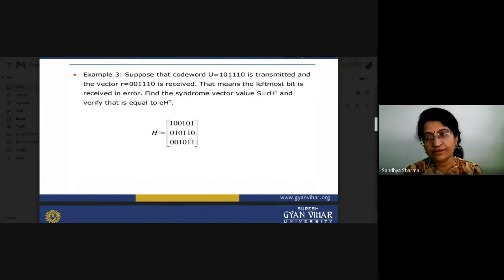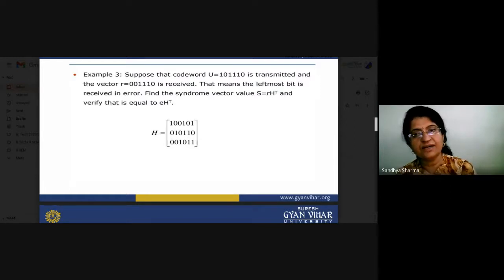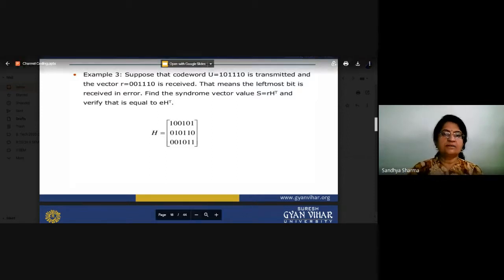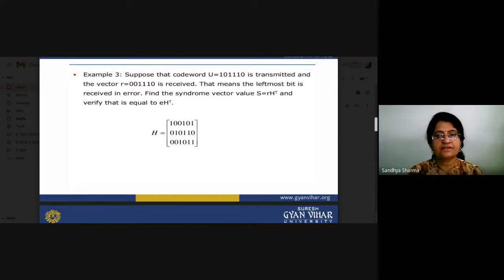There is another example, but in a different format. You are given the parity check matrix H, and now you are given the received word R. Now S is equal to R H transpose. So H transpose will be multiplied by R, and whatever values you receive will be the syndrome vector. Verify that it is equivalent to E H transpose. So S is equal to R H transpose or E H transpose, both are equal.